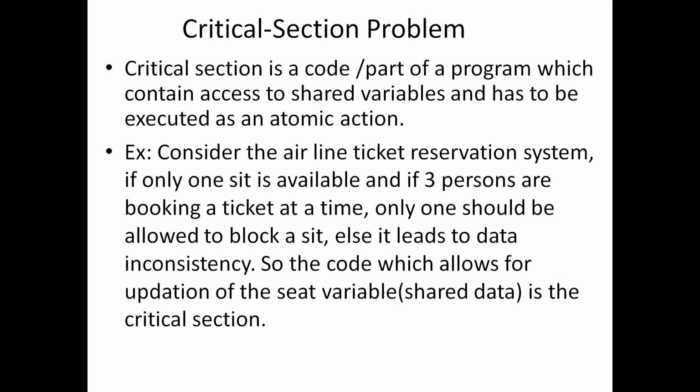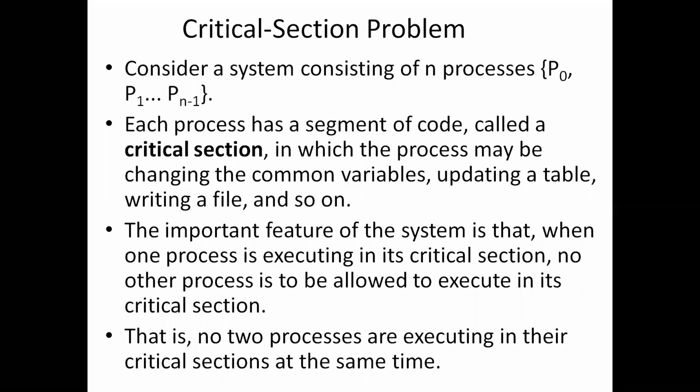Understood, right? In the airline ticket reservation system, if a single seat is available and three persons try to book the ticket, only one should be allowed to block that seat. Else that will lead to a data inconsistency problem. So the code which allows updating of the seat variable is called the critical section. Next, we'll understand this critical section problem in detail.